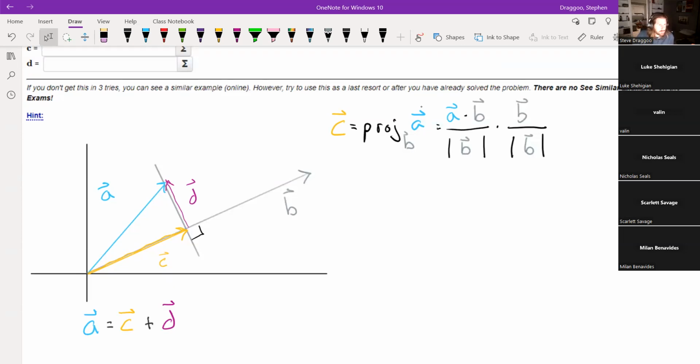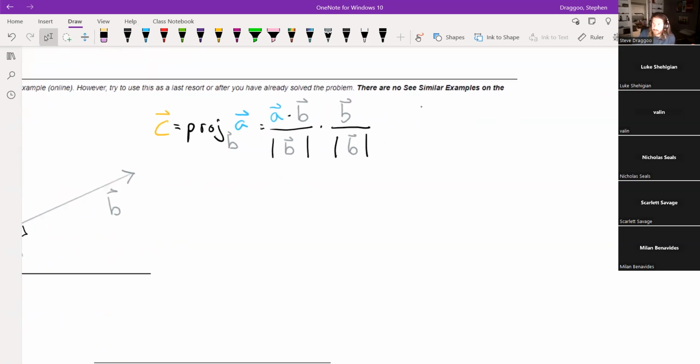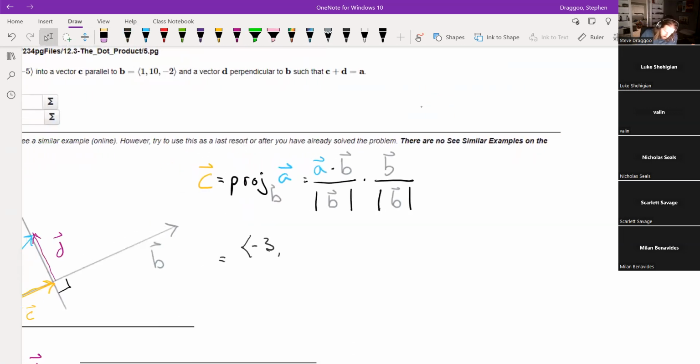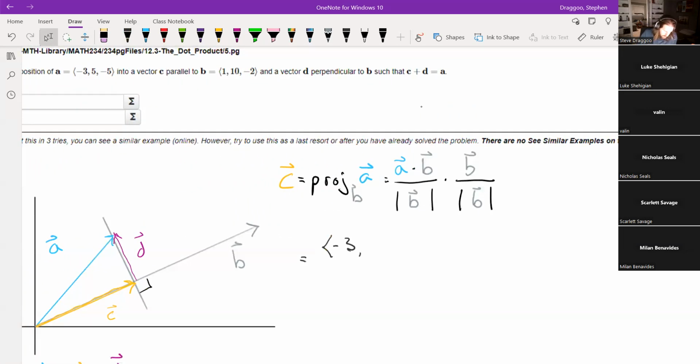Okay. But man, I keep just talking about stuff instead of doing things. Let me actually do something. So this projection, I need a dot product of a blue vector, which was -3, 5, -5. I should have that on screen while I write this down. There we go. Oh, it's in the upper left. -3, 5, -5. And I want its dot product with the gray vector B, which is 1, 10, -2.